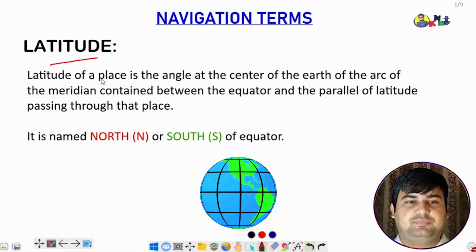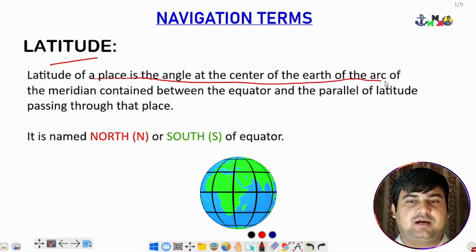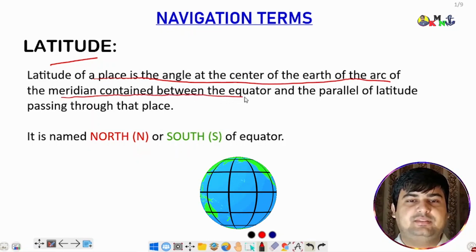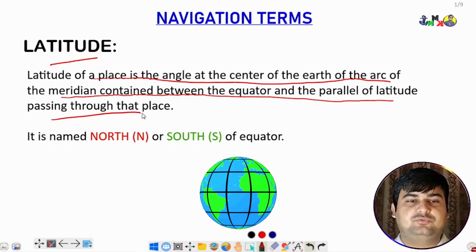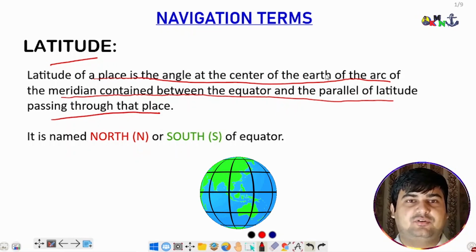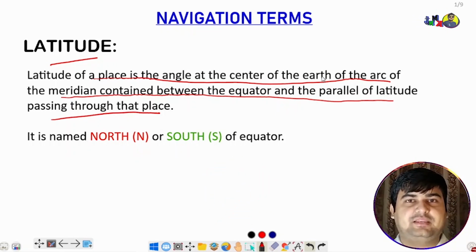As we know, latitude of a place is the angle at the center of the earth or the arc of the meridian contained between the equator and the parallel of latitude passing through that place. This is the definition of a latitude which we need to write if anybody asks us, or if it is coming in the question that what is latitude. Generally, in some of the examinations, this question is asked that what is latitude, what is longitude, and what is DLAT, what is DLong, what is departure. So if you want to write anywhere, you have to write this definition.